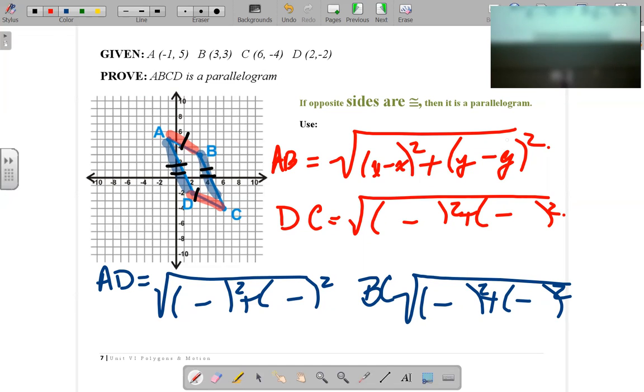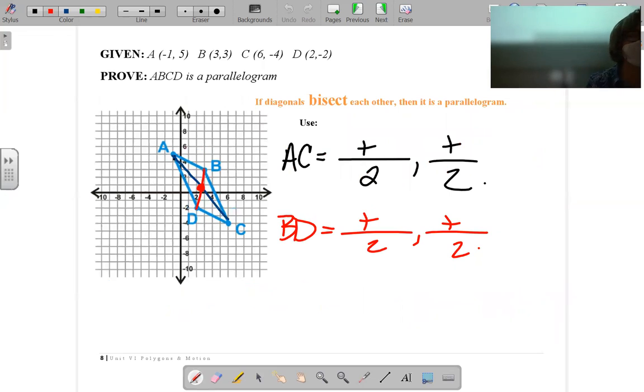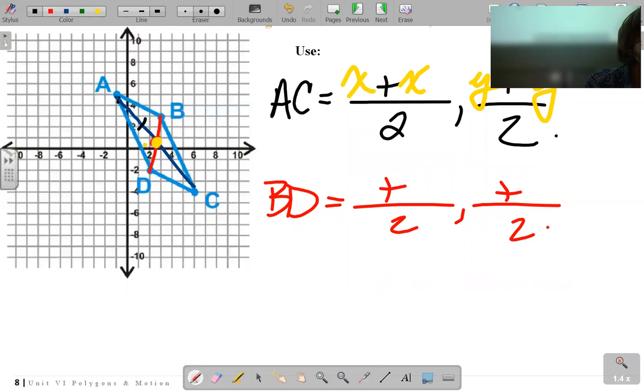Okay, here's the shortest method and the last one. Draw in your diagonals, A to C and B to D, and then you would find the midpoint. That's X plus X over 2, Y plus Y over 2. If you can show that it's the same midpoint going both directions, so hatch mark here, that would show diagonals bisect. That one you only have to do twice.